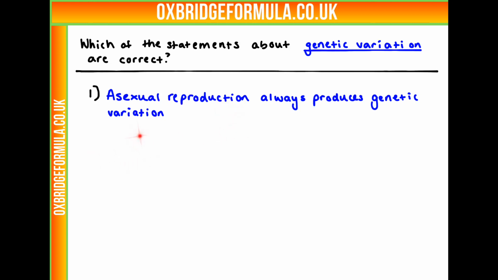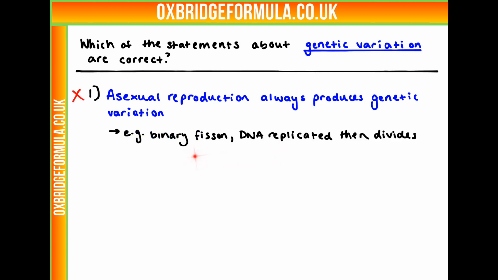Now, can we think of an example of asexual reproduction that may or may not follow this rule? I think probably the most common example is going to be binary fission. And we know that binary fission doesn't really produce genetic variation because the DNA is replicated exactly and then the cell divides, so it produces genetically identical cells. So we know that this statement is false.